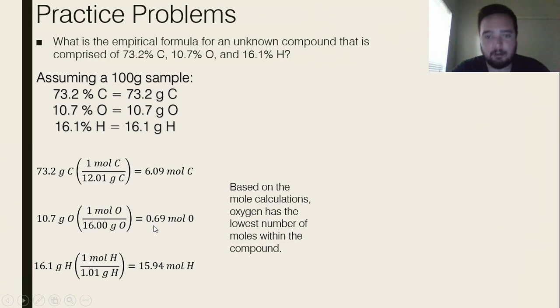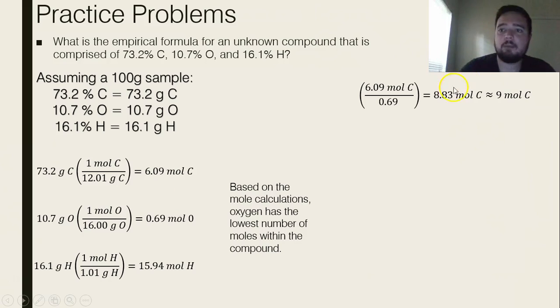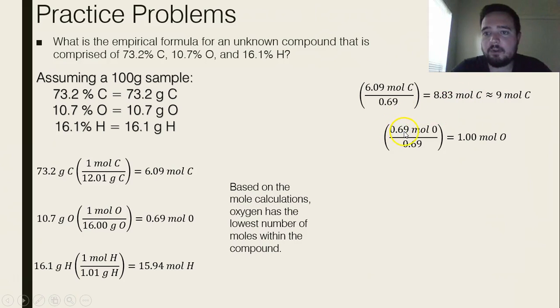So I'm going to divide by the lowest number of moles, which is the oxygen. So I'm going to take 6.09 moles of carbon divided by 0.69. I get 8.83, and then I can just round that up to 9 moles of carbon. And then I have 0.69 moles of oxygen. Divide that by 0.69. It's going to be 1 mole of oxygen.